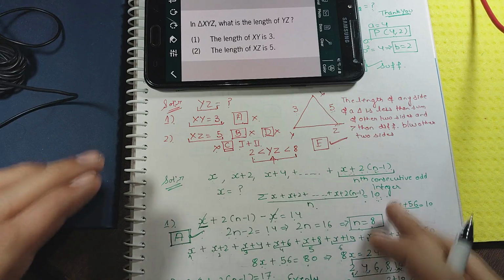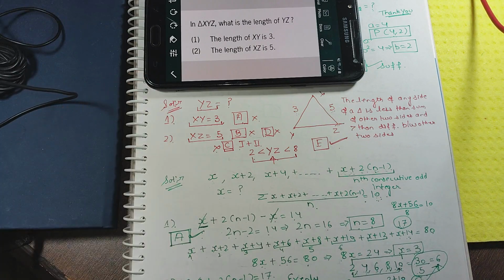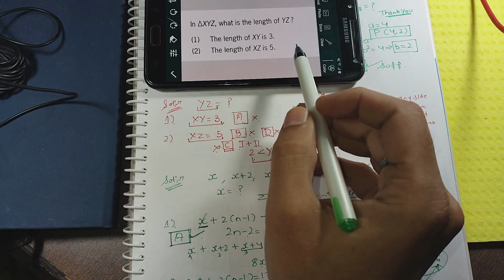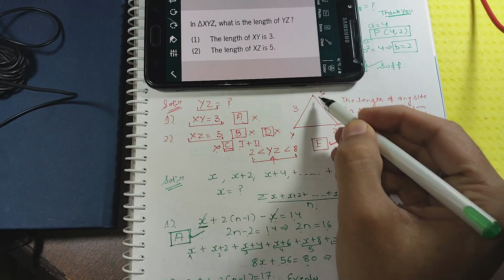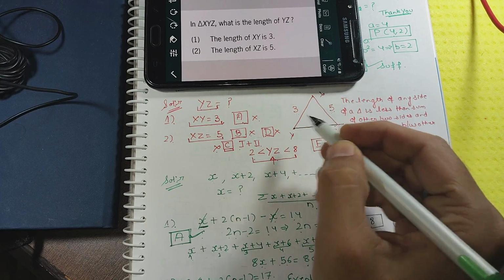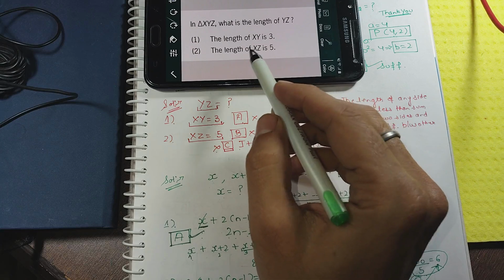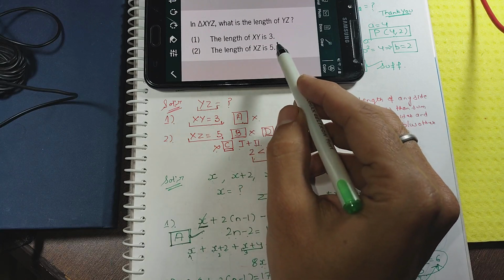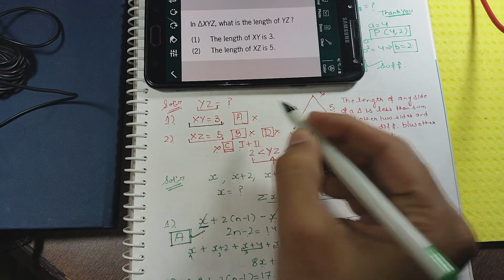Hello students, today's first question is: in triangle XYZ, what is the length of YZ? So, there is a triangle XYZ, and we need to find the side YZ. Now, moving to statement 1. Statement 1 tells me the length of XY is 3. So, XY is equal to 3.